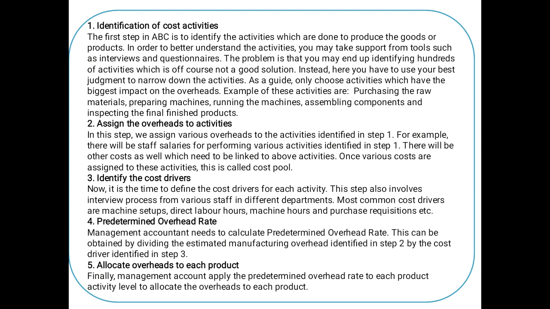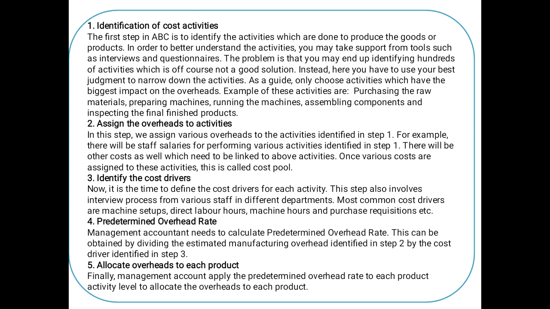Once various costs are assigned to an activity, this is called a cost pool. Here is a new concept: cost pool. In the first step we have already identified the different activities. After identifying all the activities, you must assign the different overheads to the activities performed by the firm for producing goods or products. That is called a cost pool, because once overhead costs are assigned to an activity, it is called a cost pool.